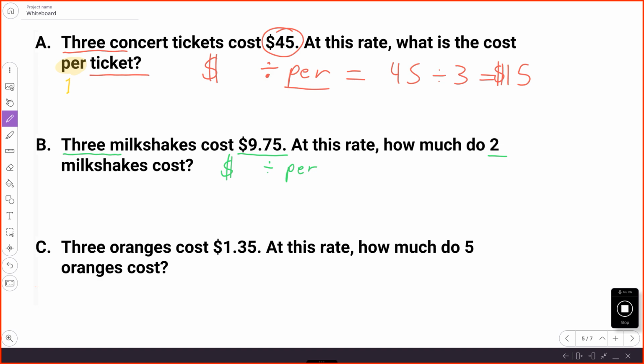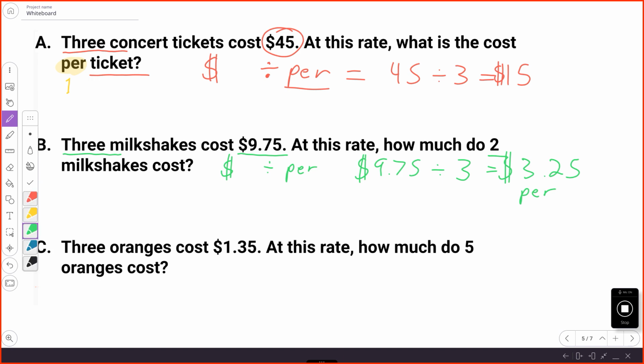So let's go with $9.75 divided by 3. Not by 2, but by 3. Okay? So $9.75 divided by 3 equals $3.25. Now, that is for 1. That is per milkshake. But is that the answer to our question? No, it is not the answer to our question. We've got to find out what the per is first, and then we can use that.